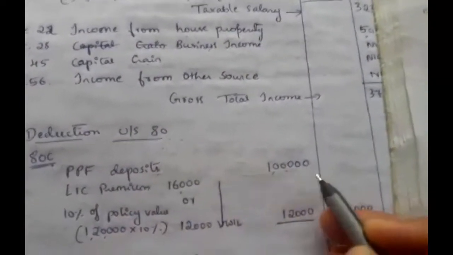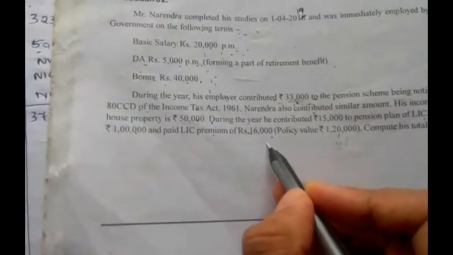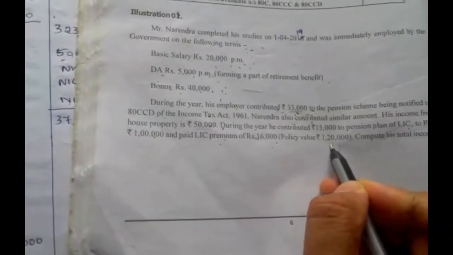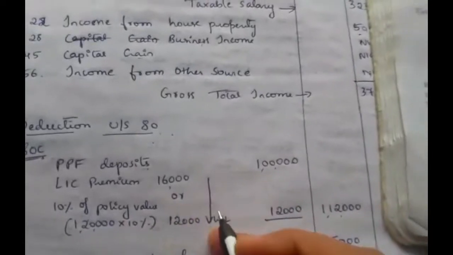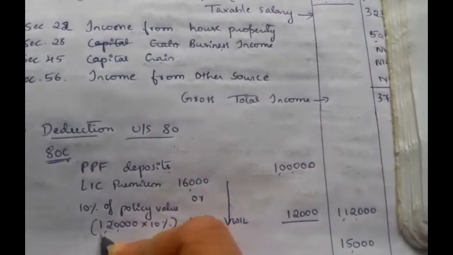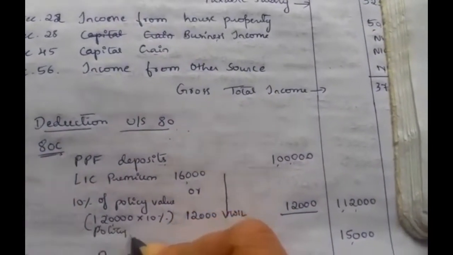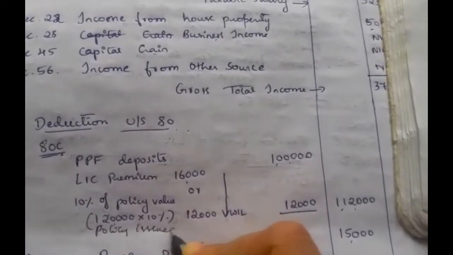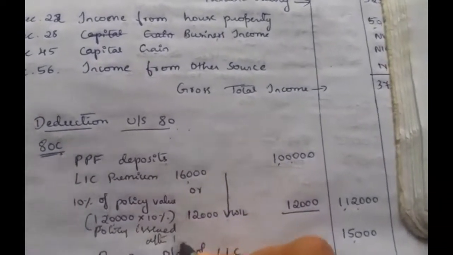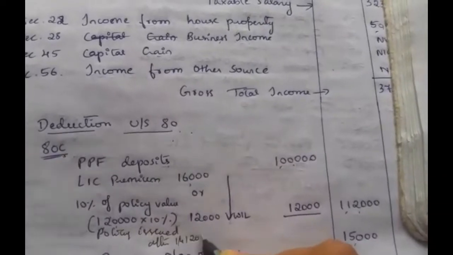So PPF deposit is 1 lakh rupees and the LIC premium given is 16,000 and policy value 1,20,000 is given. So assuming the policy is issued after 1/4/2012.